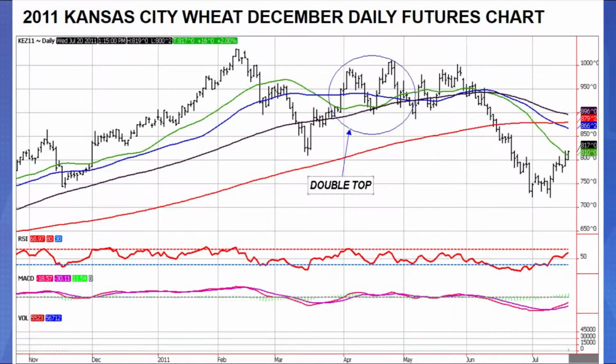So in our example here with the 2011 Kansas City wheat December daily futures chart, you can see there's a couple of double tops there. Did it eventually peak? Yes, it didn't quite peak then because you draw that support plane, but eventually it did and it broke lower, and that would have saved you some money.